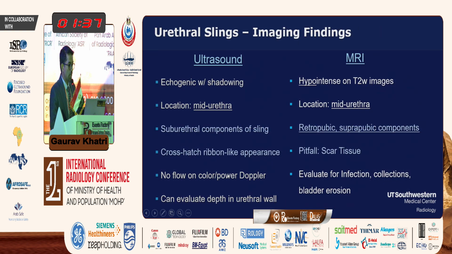So comparing ultrasound and MRI, on ultrasound, you're looking for something that's echogenic and has shadowing. Ultrasound is the best to look for the sling between the urethra and the vagina. You're looking for that crosshatch ribbon-like appearance. On the MRI, it's better for evaluating the retropubic location of the sling between the pubic bone and the bladder, as well as the suprapubic components. A pitfall is scarring can look very similar on MRI as the sling.